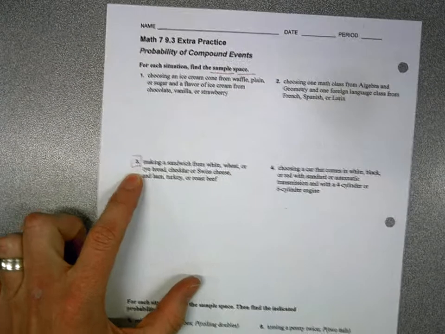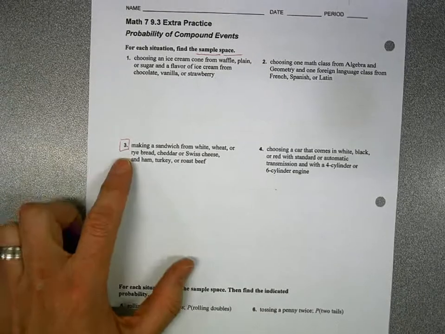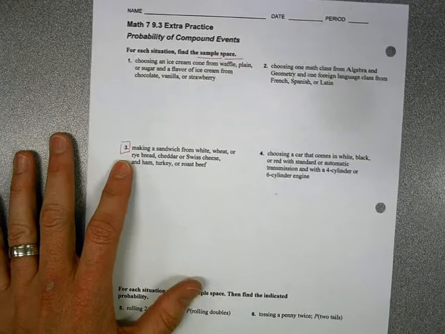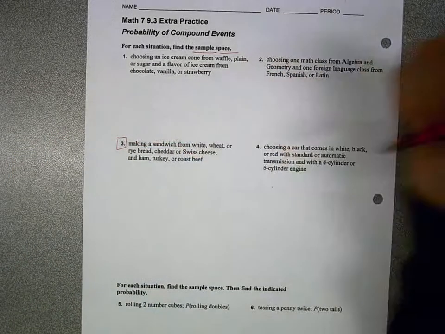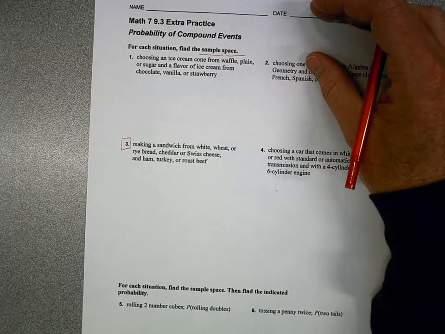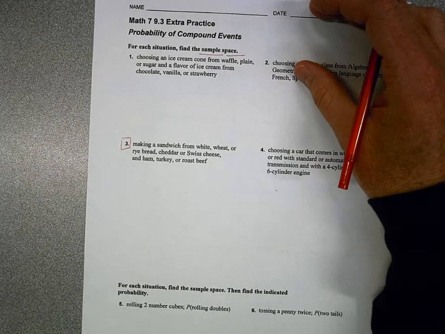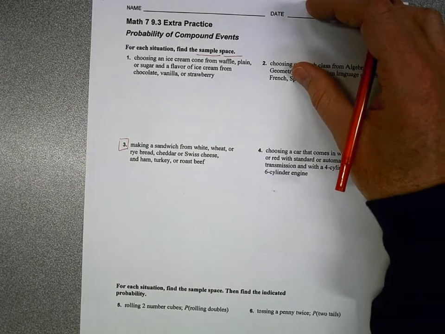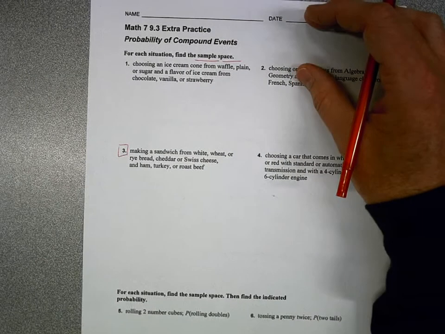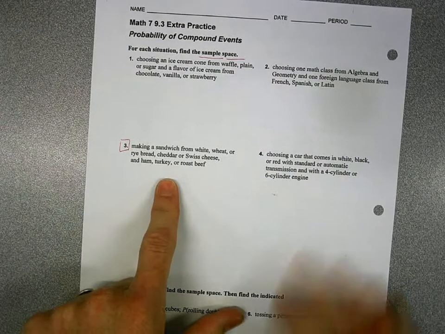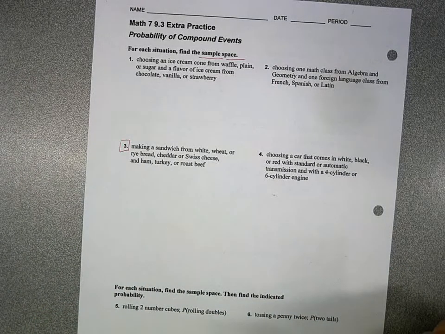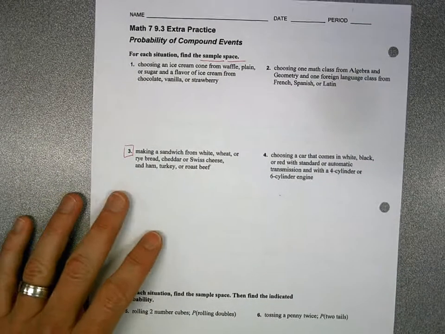Now, if we take a look at problem number 3, let's go ahead and close read this. And you're going to find that some of these problems don't have to do with games. All right, and this is one of those kind of problems. Here we go. Let's close read it. It says, making a sandwich from white, wheat, or rye bread, cheddar or Swiss cheese, and ham, turkey, or roast beef. Roast beef, right? So we're making a sandwich. We need to know what is our sample space, meaning how many possible outcomes. Meaning, in this case, how many different types of sandwiches can we make with those materials that we have to make a sandwich? All right. So here's what we're going to do.